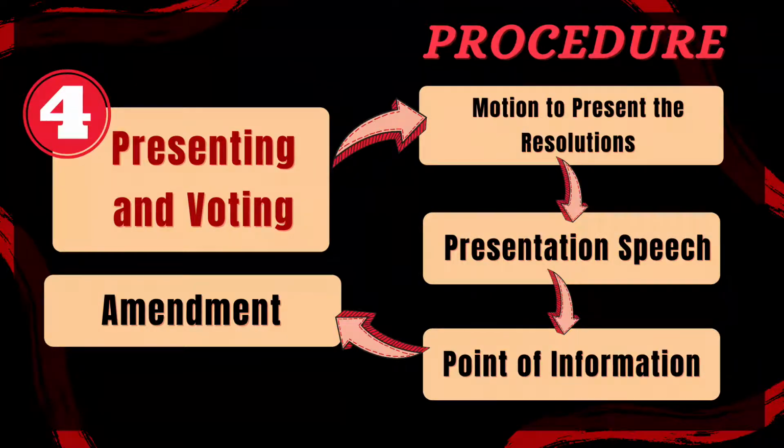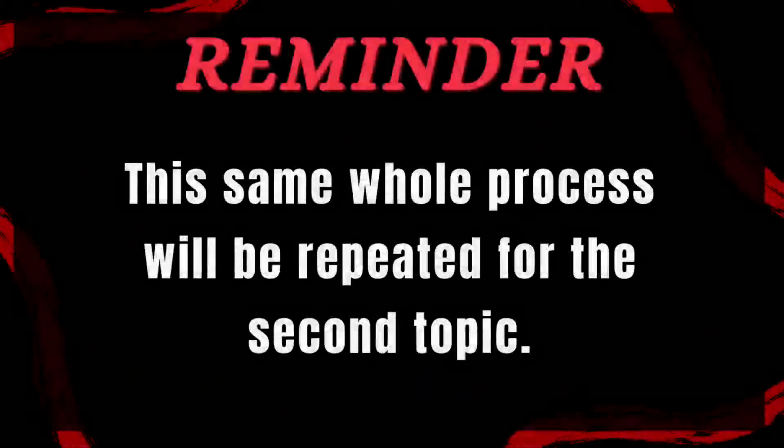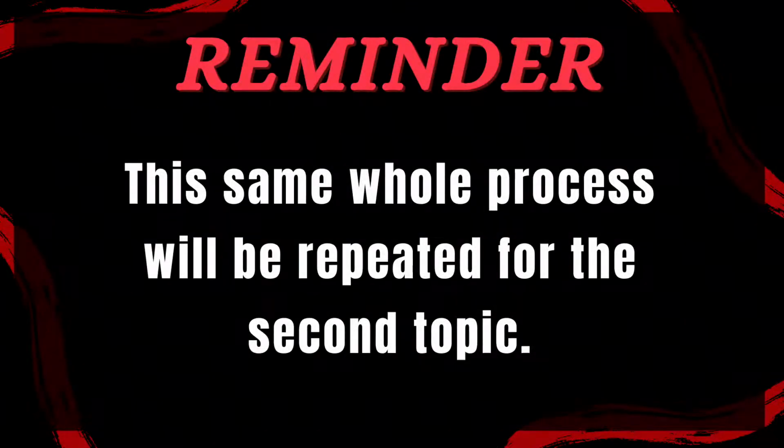Finally, after all changes are applied, the final step, which is voting, will be motioned. Take note that only delegates who asserted their privilege to vote may participate in this part of the event. Delegates who choose not to participate may abstain from voting. This same whole process will be repeated for the second topic.